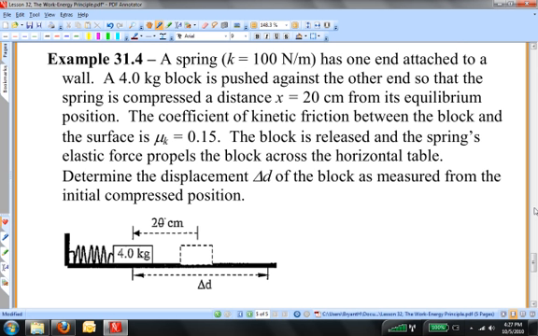A spring with spring constant 100 newtons per meter has one end attached to a wall. A 4-kilogram block is pushed against the other end so that the spring is compressed a distance x equals 20 centimeters from its equilibrium position. The coefficient of kinetic friction between the block and the surface is 0.15. The block is released. The spring's elastic force propels the block across the horizontal table. Determine the displacement delta D of the block as measured from the initial compression position.